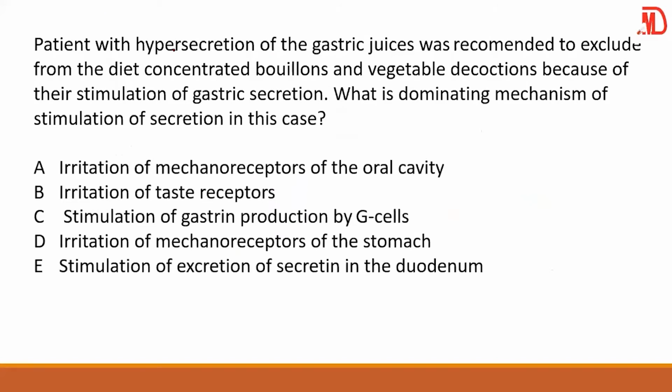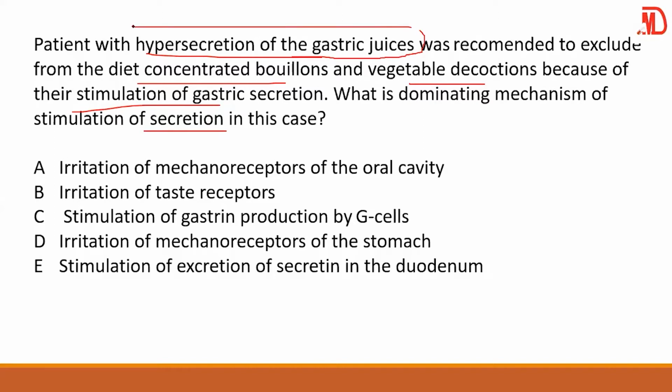A patient with hypersecretion of the gastric juice was recommended to exclude from the diet concentrated broths and vegetable decoction because of their stimulation of the gastric secretion. What is the dominating mechanism of stimulation of secretion in this case? So they are talking about hypersecretion of the gastric juice. So here we are referring to what? Gastrin.